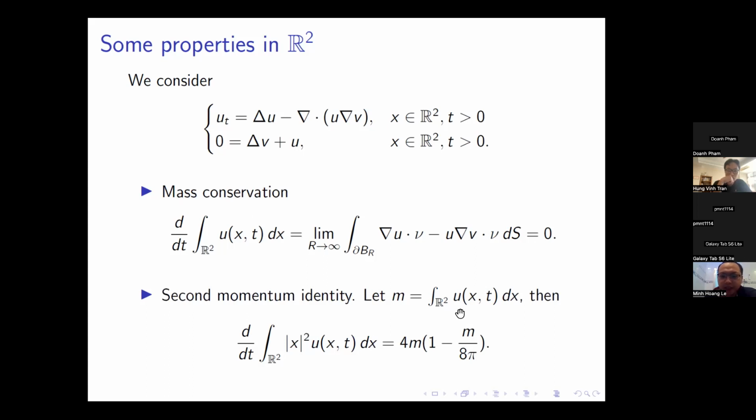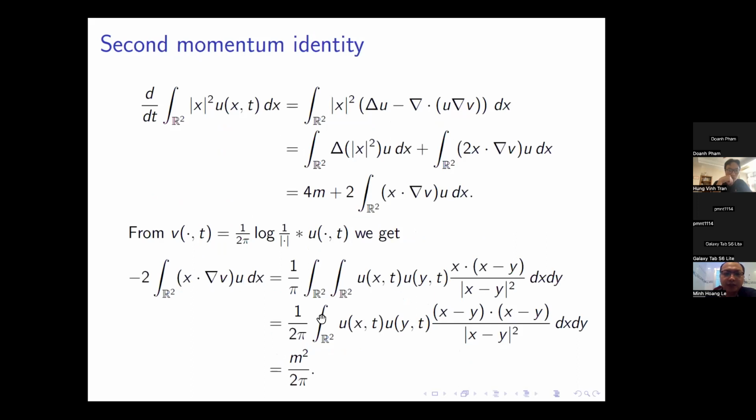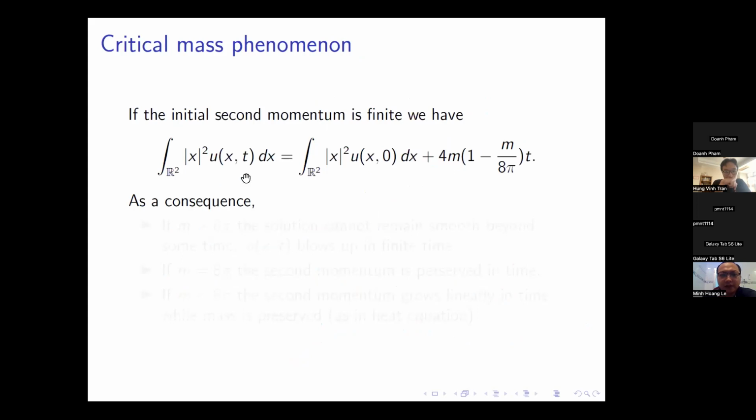This identity can be easily seen from the following. We differentiate and make use of the first equation. After that, we use integration by parts, and then we use the fundamental solution for the Laplace equation. We plug it in, and finally we use the symmetric property of this integral, so it is equal to a half of x minus y. So this cancels out, and we have M squared divided by 2 pi here. In other words, we have this equation.